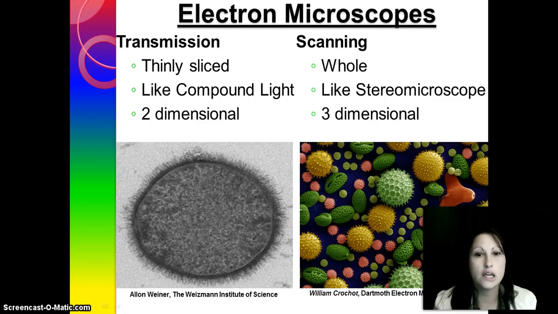Next, we have the scanning electron microscope. This is going to view the surfaces of whole objects. There's a whole bunch of things that need to happen to them in order for them to be seen through this, but we don't need to get into those. So it's similar to the stereo microscope in the fact that it views whole objects. We don't have to chop them up to look at them. And in this picture, you can see here, it's kind of a three-dimensional view. You get a depth of field there. This is actually pollen grains, so think about that next time you sneeze.